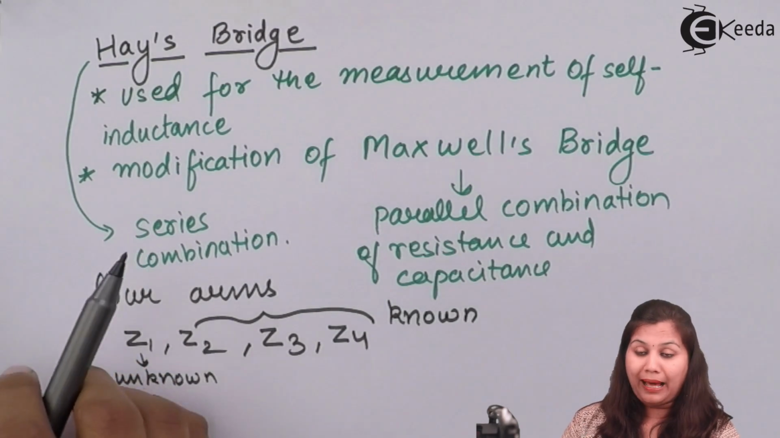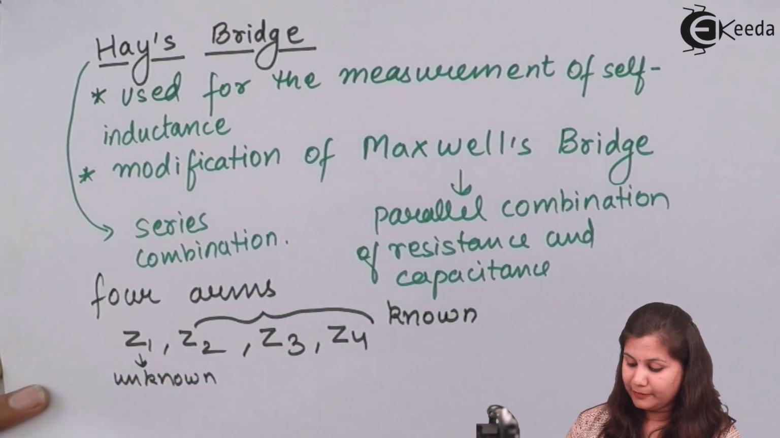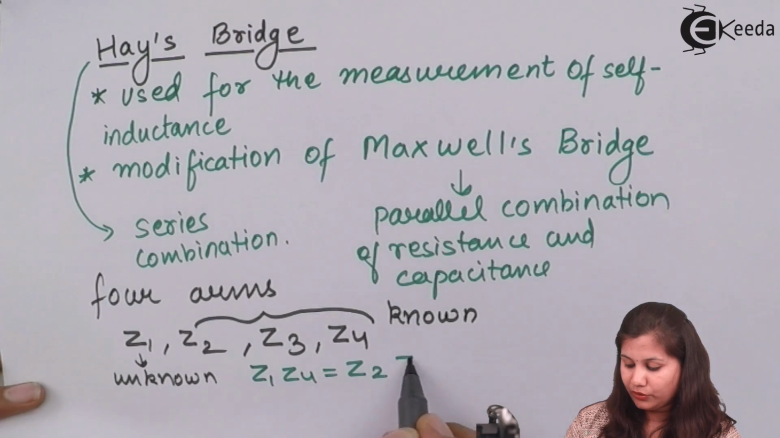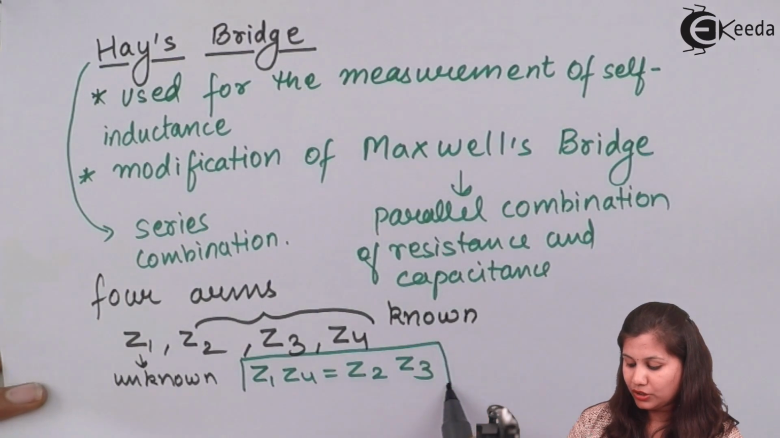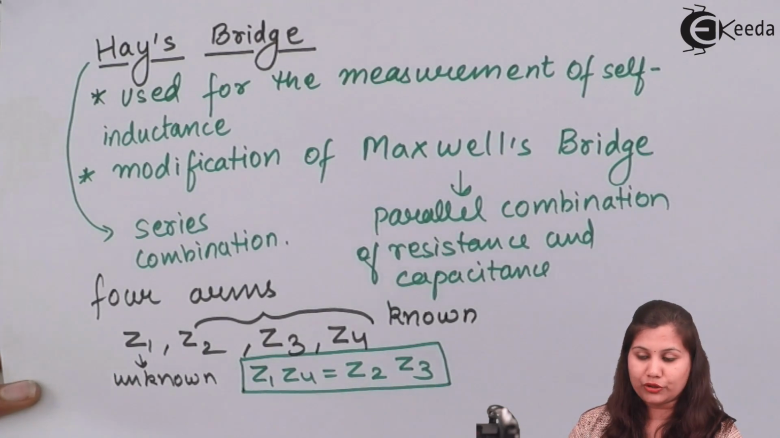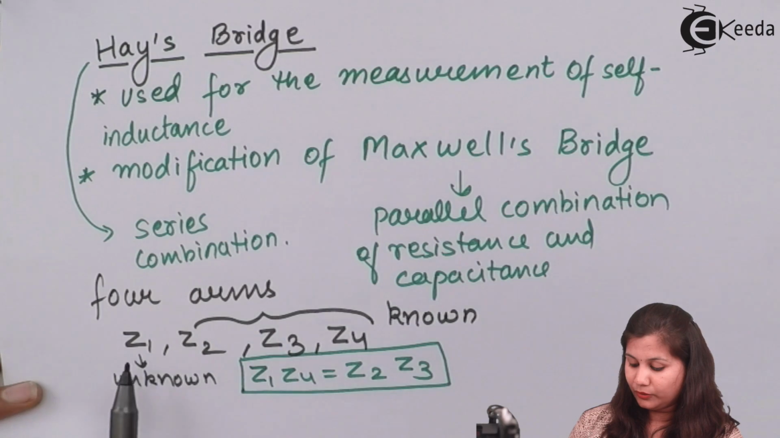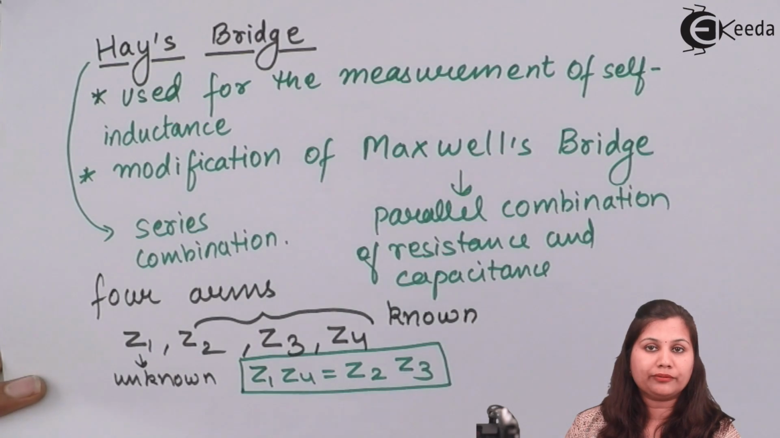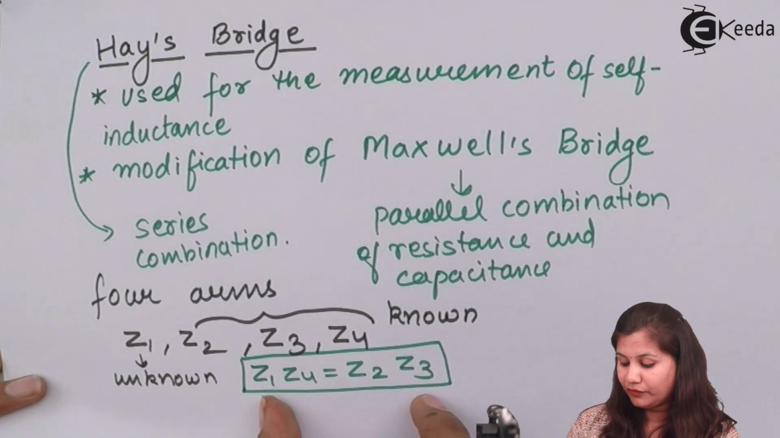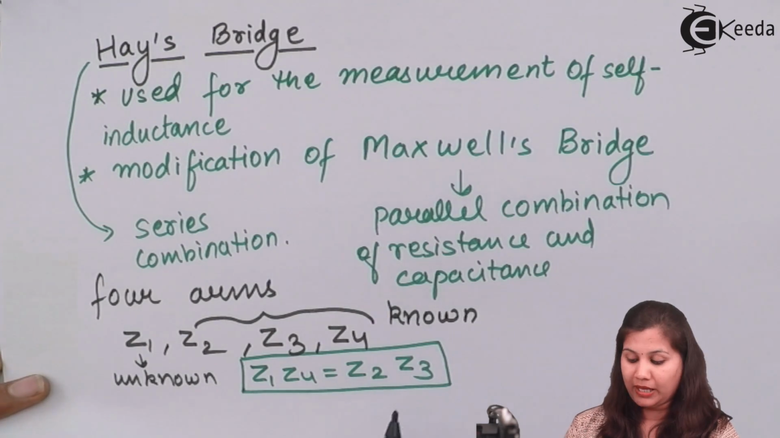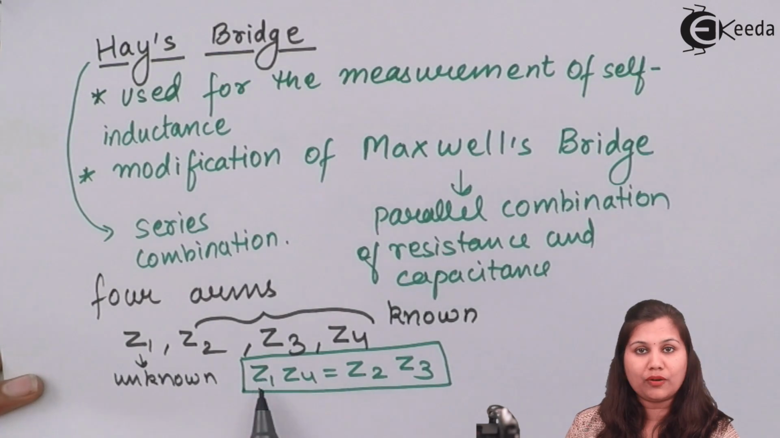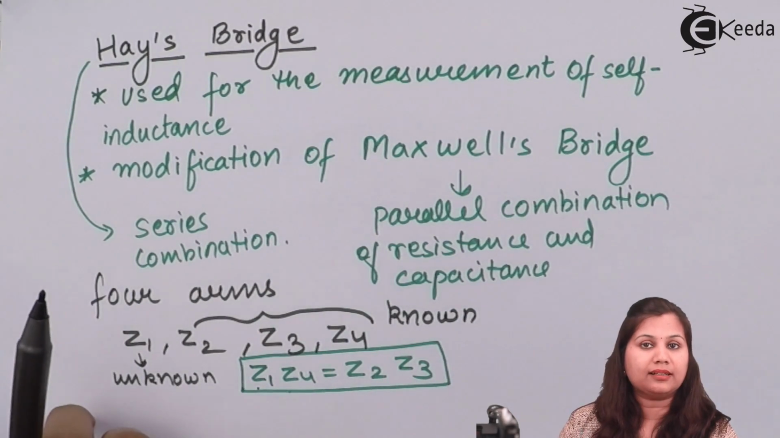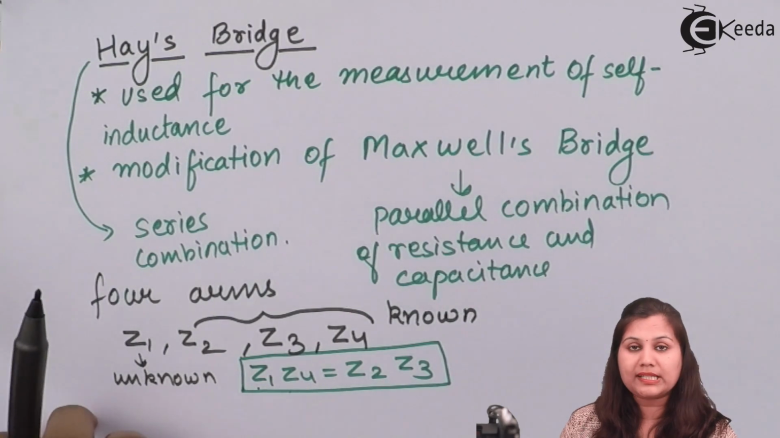Now we know that the balance equation for a general alternating current bridge is Z1 Z4 equals Z2 Z3. For the Hayes bridge, we will first get the value of all the 4 impedances, and then put these values in this balance equation, and through it we will get the value of Z1 in terms of Z2, Z3 and Z4. So let us first see the circuit diagram or the circuit configuration of this Hayes bridge.